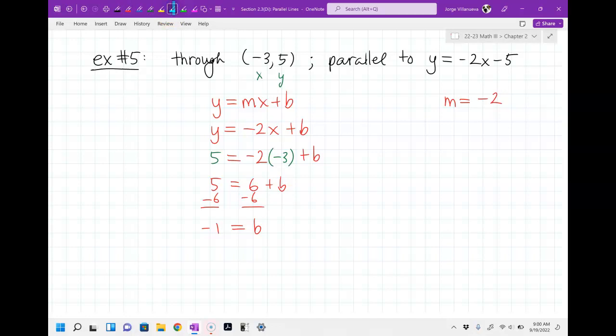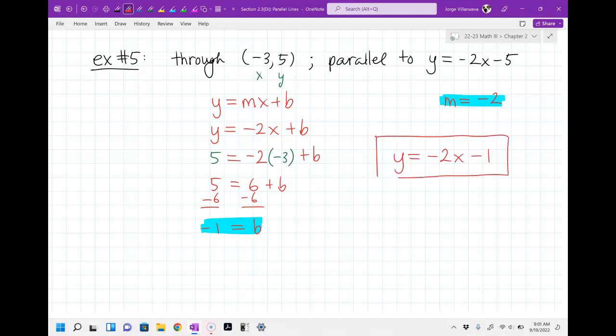So notice, I got my b value. I got my m value. If they just want me to write an equation of a line, y equals mx plus b, I've got everything I need. So here we go. y equals negative 2x minus 1. And I'm done. Now, is this line parallel to the other line? Well, look at the slopes. Negative 2, negative 2. They're parallel. If the numbers don't match on the b values, it doesn't matter. It's that the slopes are the same. Okay? So there you go.